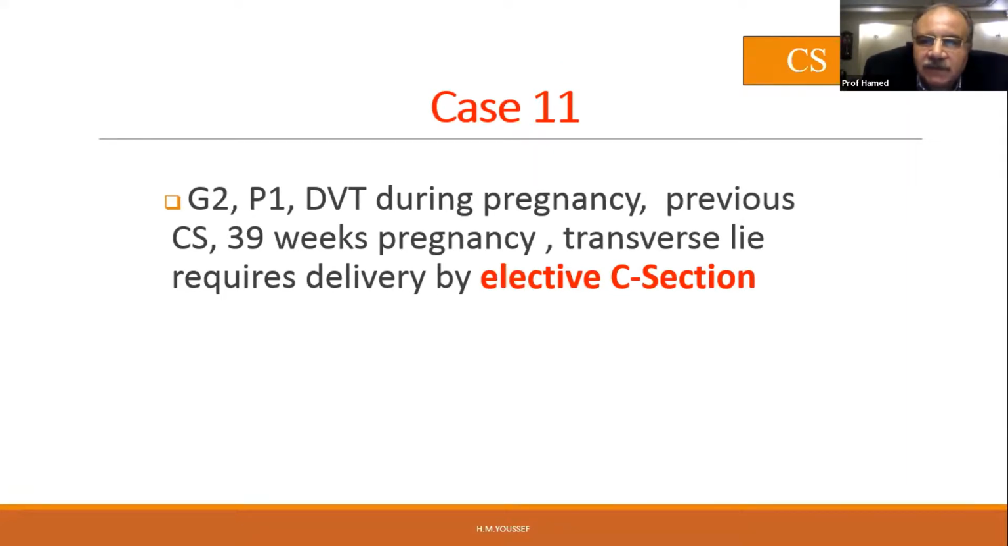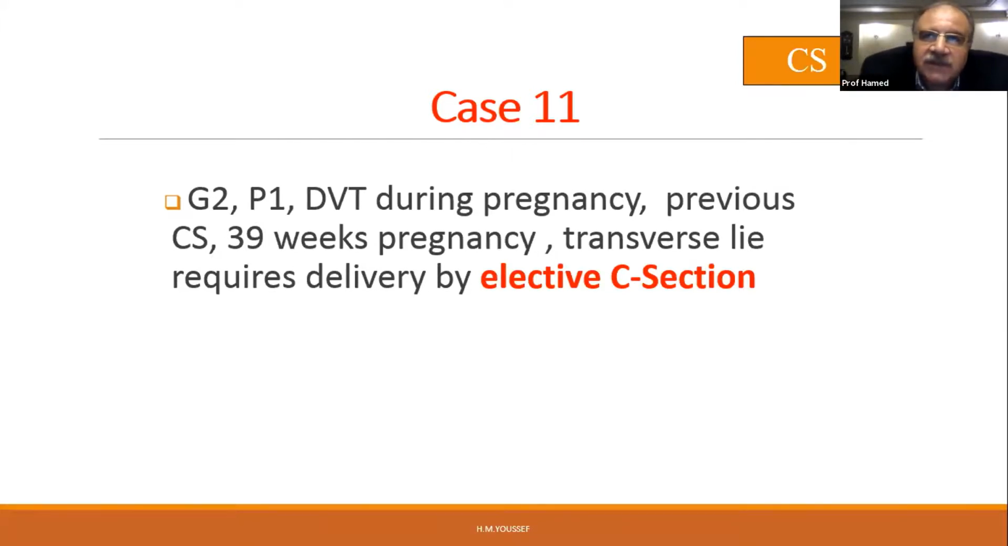Case number 11. Gravida 2 para 1, DVT during pregnancy, previous cesarean, 39-week transverse lie, required delivery by elective cesarean section. As Dr. Ahmed said, pregnancy per se increases the risk of DVT, and vaginal delivery doubles the risk of pregnancy. And elective cesarean doubles the risk of vaginal, and emergency cesarean doubles the risk of elective. It's very important to remember this point.